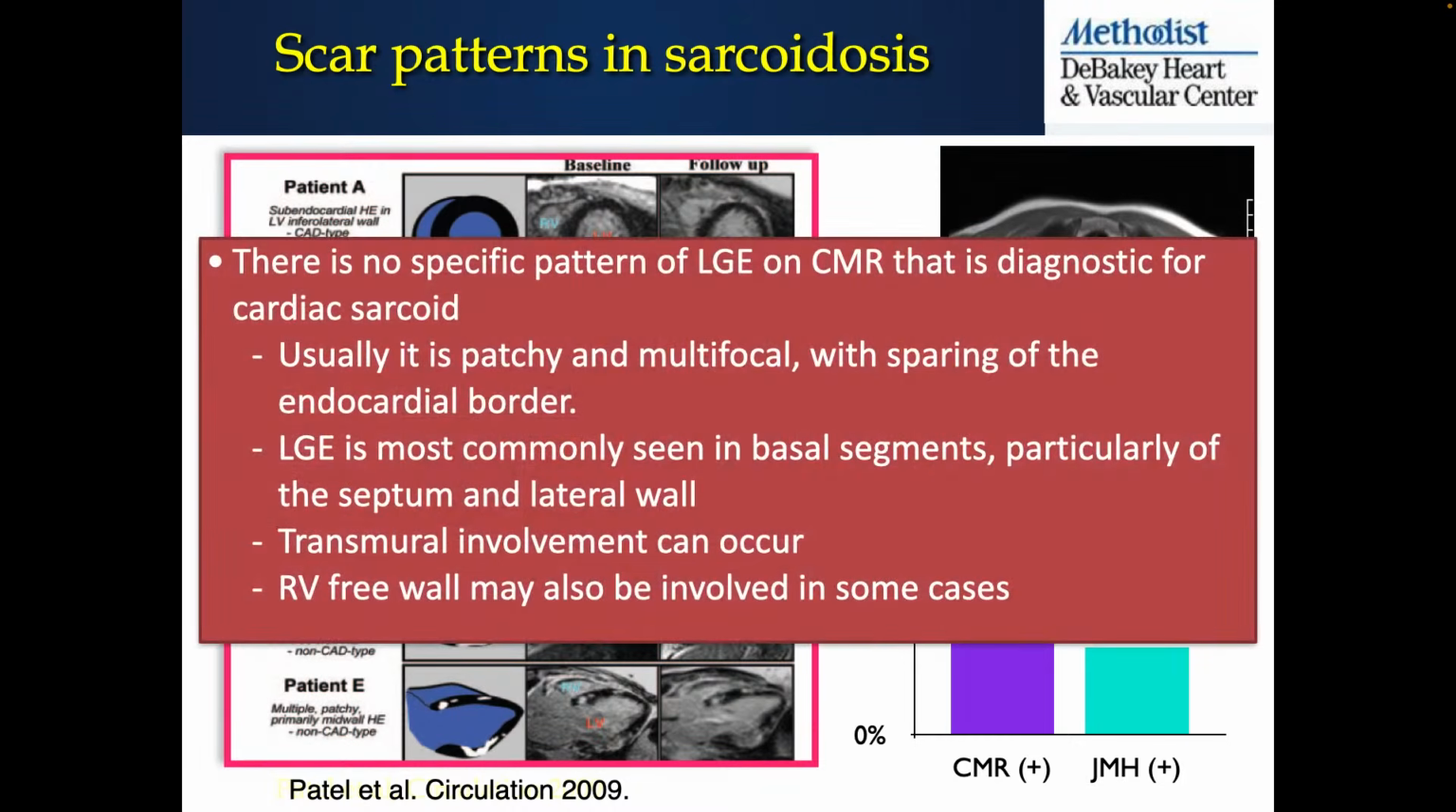Now, a few findings from this study: one, it occurs in a nonspecific pattern, but it can be patchy and oftentimes multifocal, frequently sparing the subendocardial border. It's commonly seen in the basal segments with a predilection for the septum and the lateral wall. There can occasionally be transmural enhancement, and oftentimes there's also RV free wall enhancement or involvement as well.